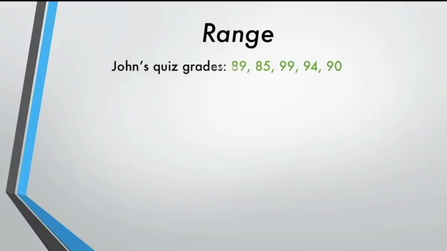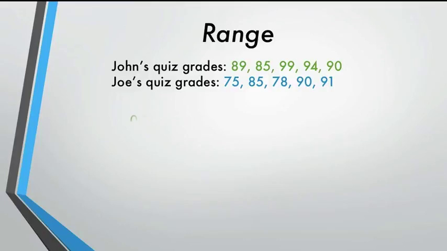John and Joe took 5 quizzes and wanted to determine the range for their scores. John's quiz grades were 89, 85, 99, 94, and 90, and Joe's quiz grades were 75, 85, 78, 90, and 91. To find the range, the numbers have to be placed in sequential order.